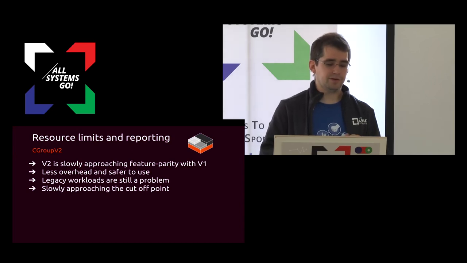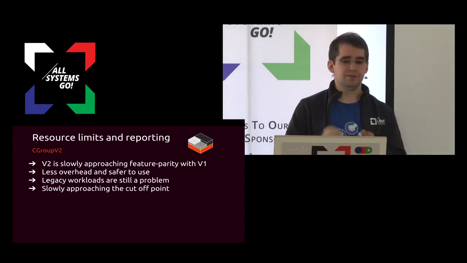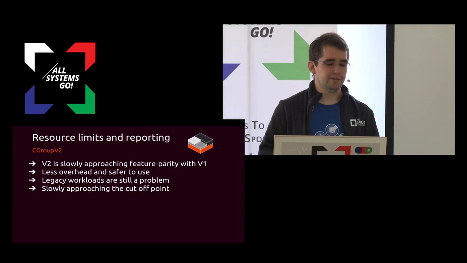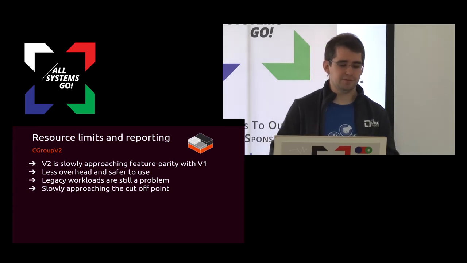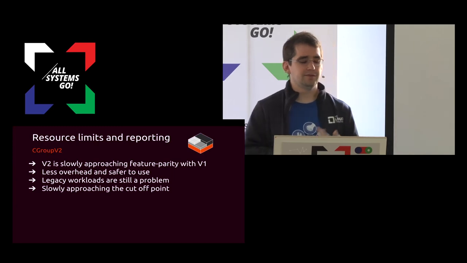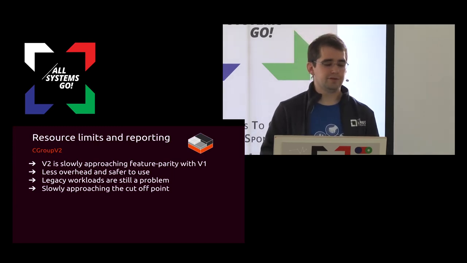We also need to figure out a nicer way of managing device filters, because that's another thing we need to do, at least for privileged containers. And the BPF API is a bit tricky to deal with sometimes for that. Overall, cgroup v2 will get us less overhead, be safer to use, and more suited for containers.